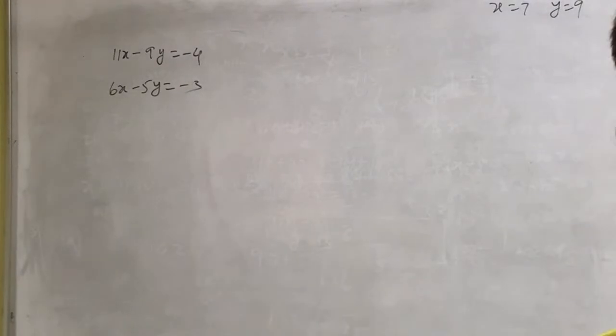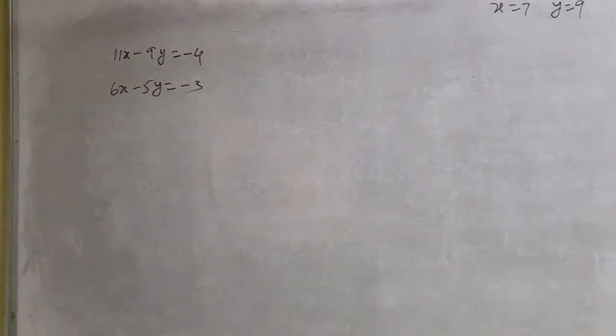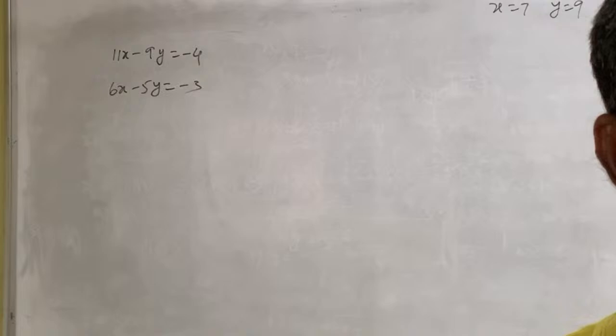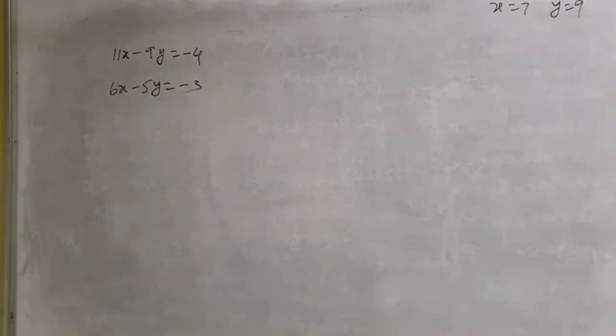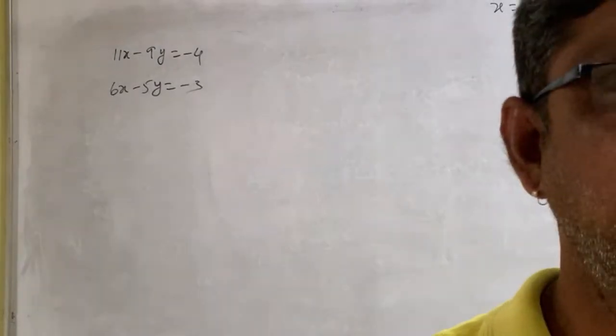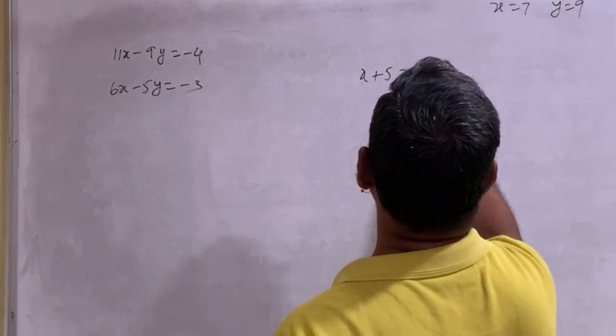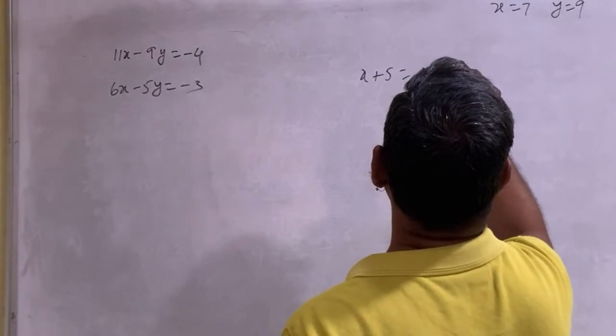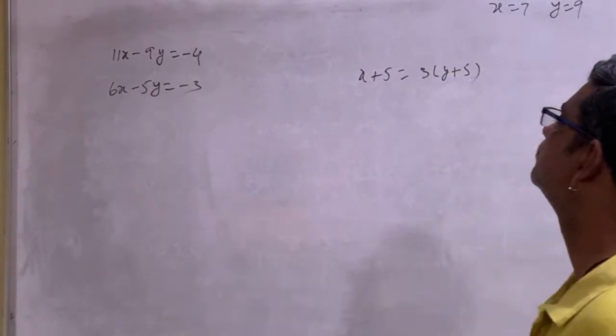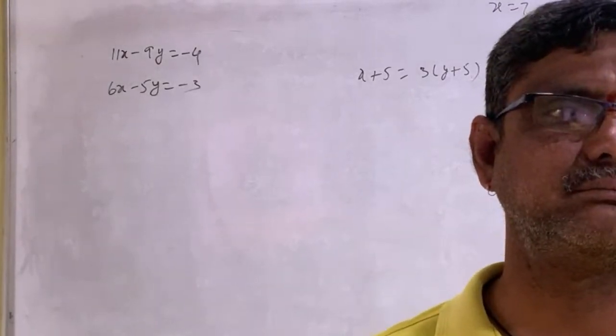Okay? Now, 5 years hence means after 5 years. Jacob becomes x plus 5, son also becomes y plus 5. Now, what is the condition? Jacob will be 3 times his son. That means x plus 5 is equal to 3 times y plus 5. This is equation 1.